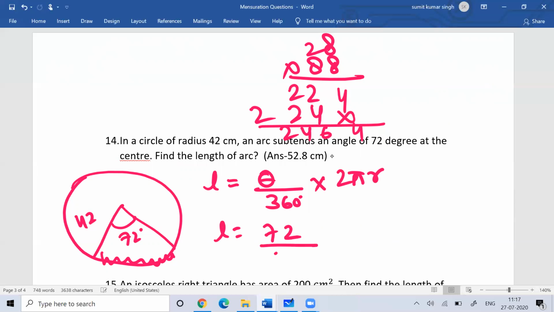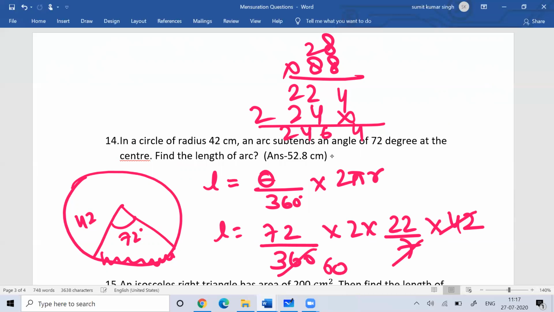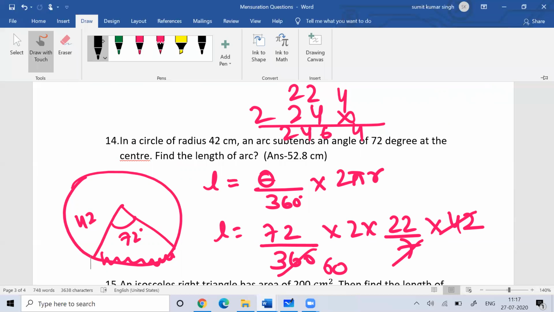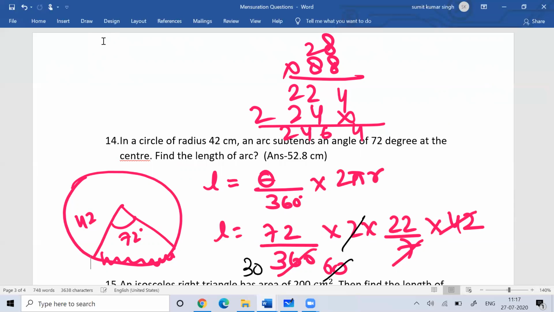So 72 divided by 360 into 2 into pi. Pi is 22 by 7 into r, that is 42. So this is 6. This is 60, this is 60. So then you can use this. This would be 30, then this is 30. Then this is 11 and this is 15. Now what is left is 72 into 11 by 15. You will get the answer in decimal.